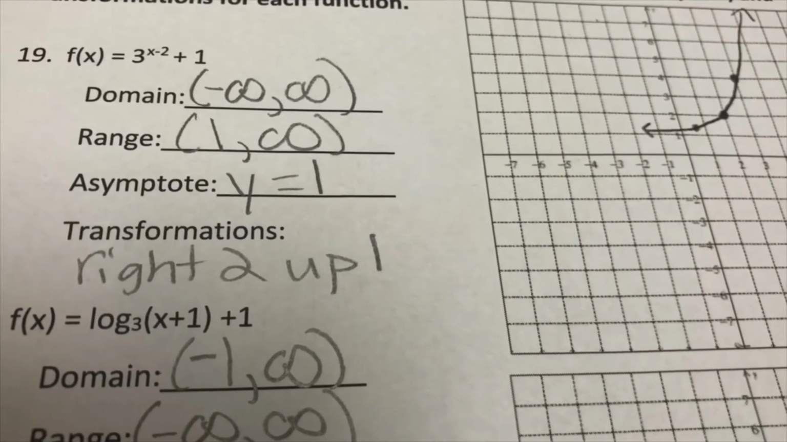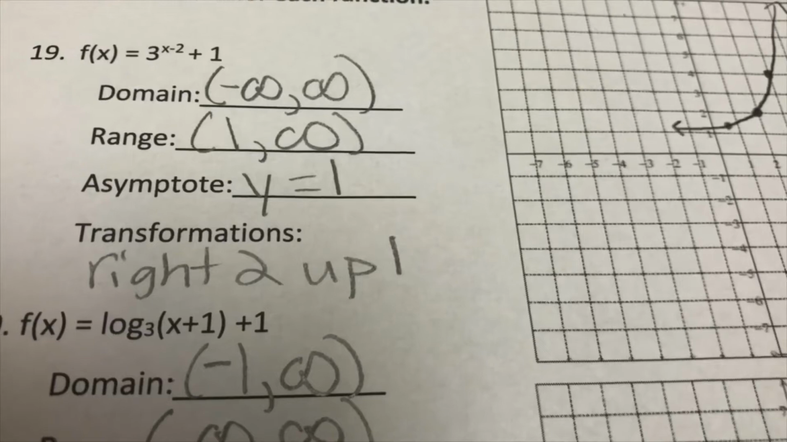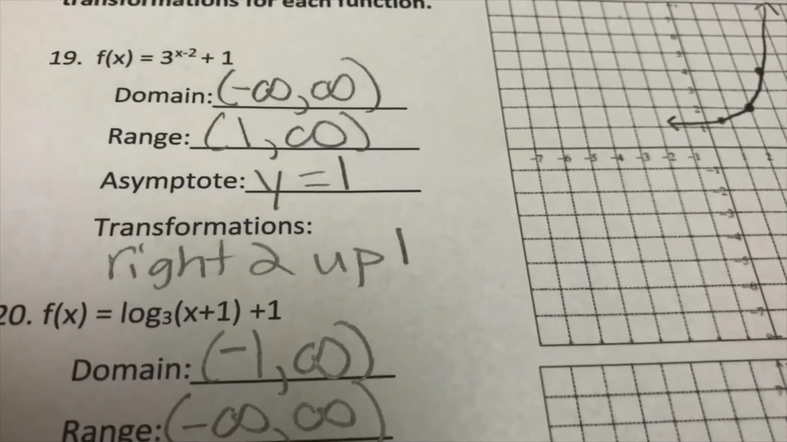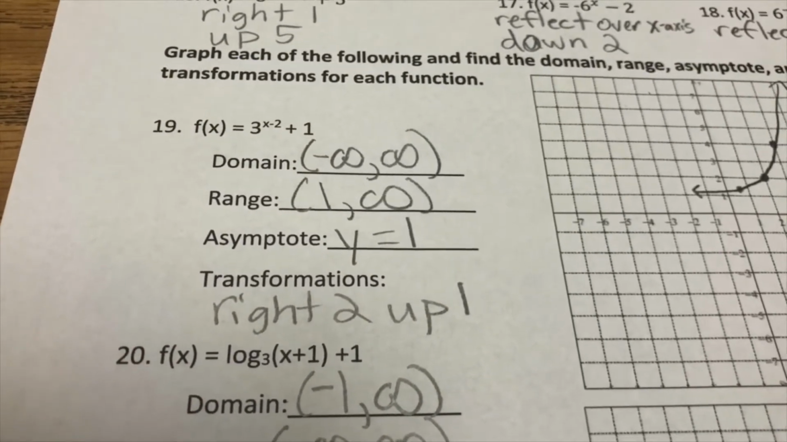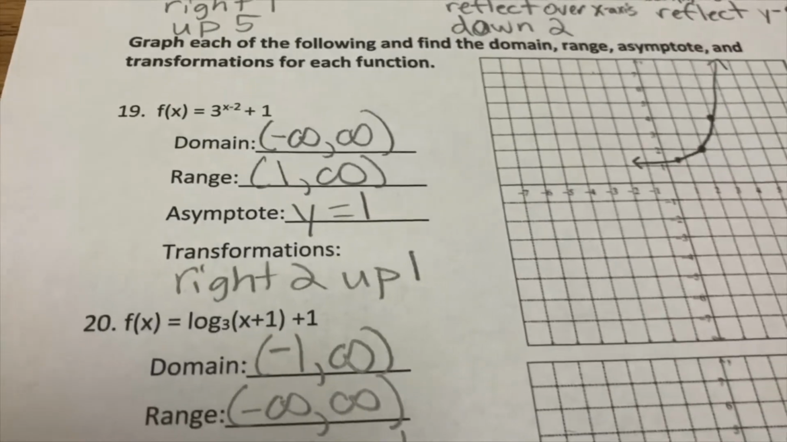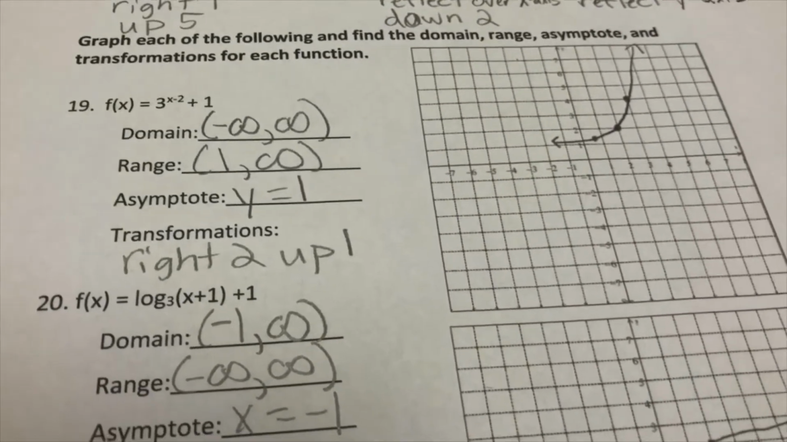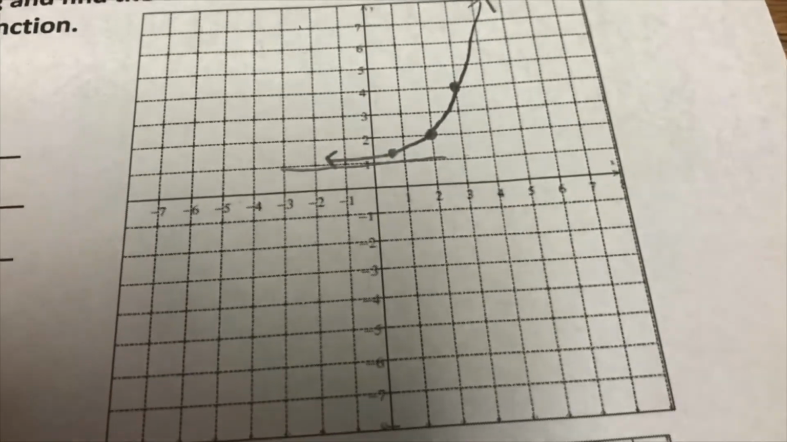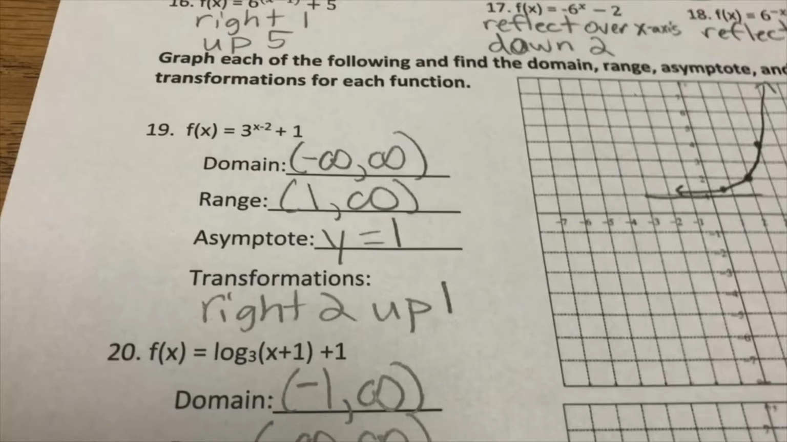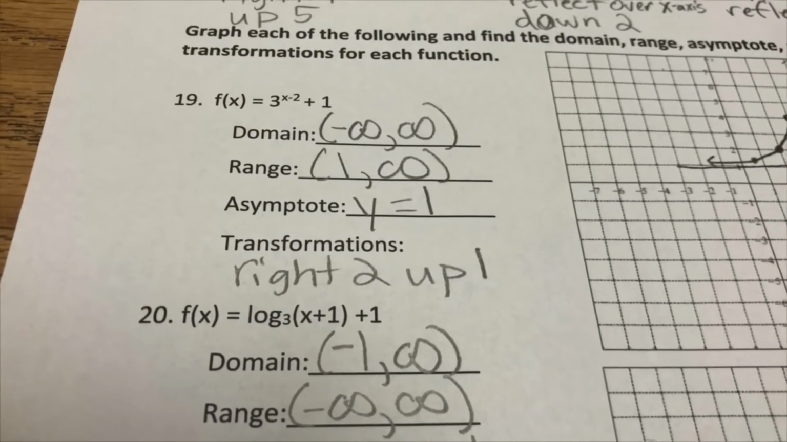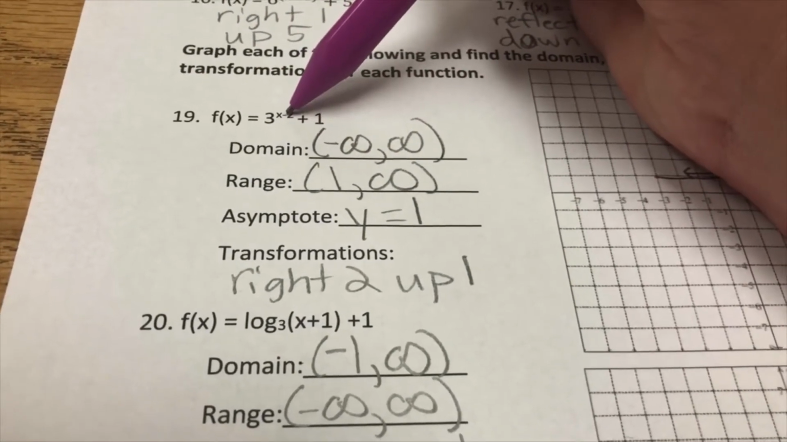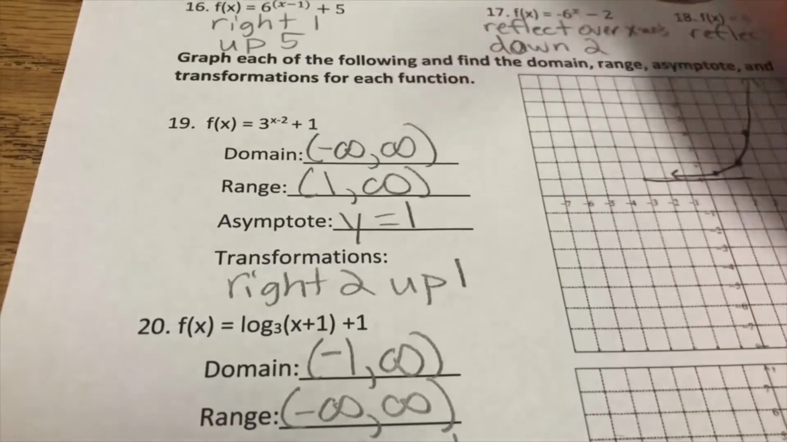Make sure your domain and range is always in least to greatest form or ascending order. For your asymptotes, this again is an exponential equation. All your exponential equations have asymptotes that are horizontal. So there was a horizontal line where that line did not cross. And that line was at 1. Y is 1. Yes, you need to put y is 1 on your test. Your transformations was right 2, up 1. We got a negative 2 on the inside, so that's our right 2. Plus 1 is on the outside.